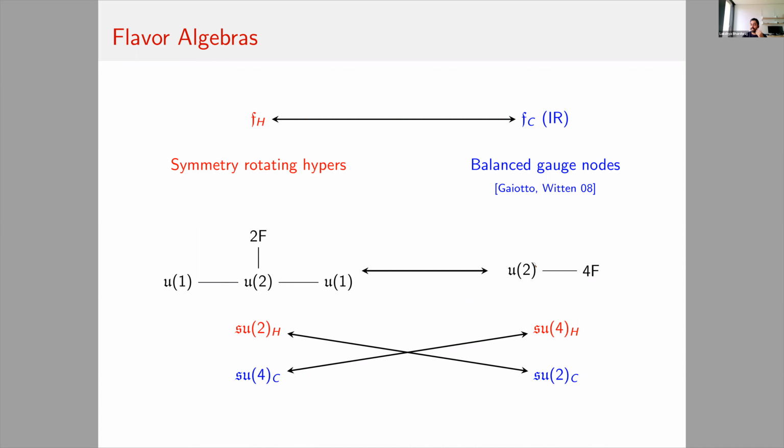Okay. On the right hand side, I have four flavors. So I have an SU(4) rotating these hypers. And there is a single balanced node, which forms the Dynkin diagram of SU(2) Coulomb. And then indeed, at the level of flavor algebras, we see that the Higgs and the Coulomb algebras match. I'm mentioning only the infrared Coulomb algebras from this point onwards. So the Higgs and the infrared Coulomb algebras match, as shown over here.